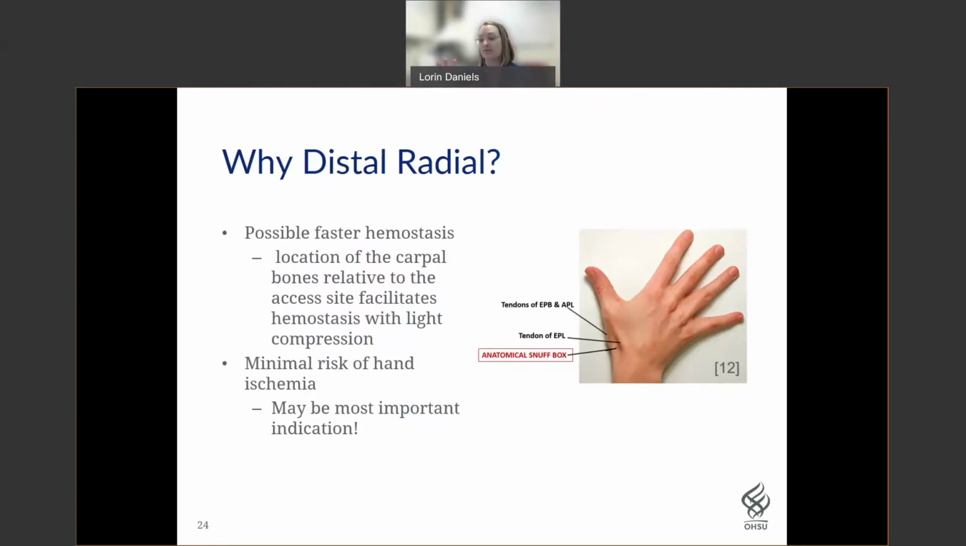So when I'm talking about distal radial, I'm going to show you a picture of what that means, but to really simplify it, as you can see in this picture, it's that space between the two tendons on the proximal aspect of the thumb where it connects to the wrist. That area is called the anatomical snuff box.